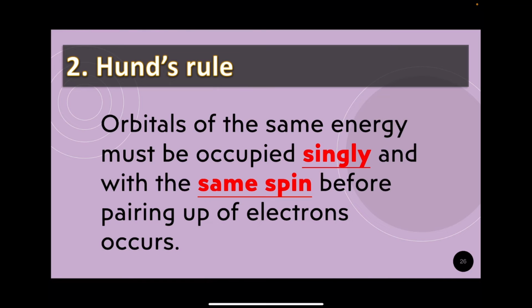Now we move to the second principle to write down and draw the orbital diagram, which is Hund's rule. Hund's rule states that orbitals of the same energy must be occupied singly and with the same spin before pairing up of electrons occurs. So we move on to carbon.